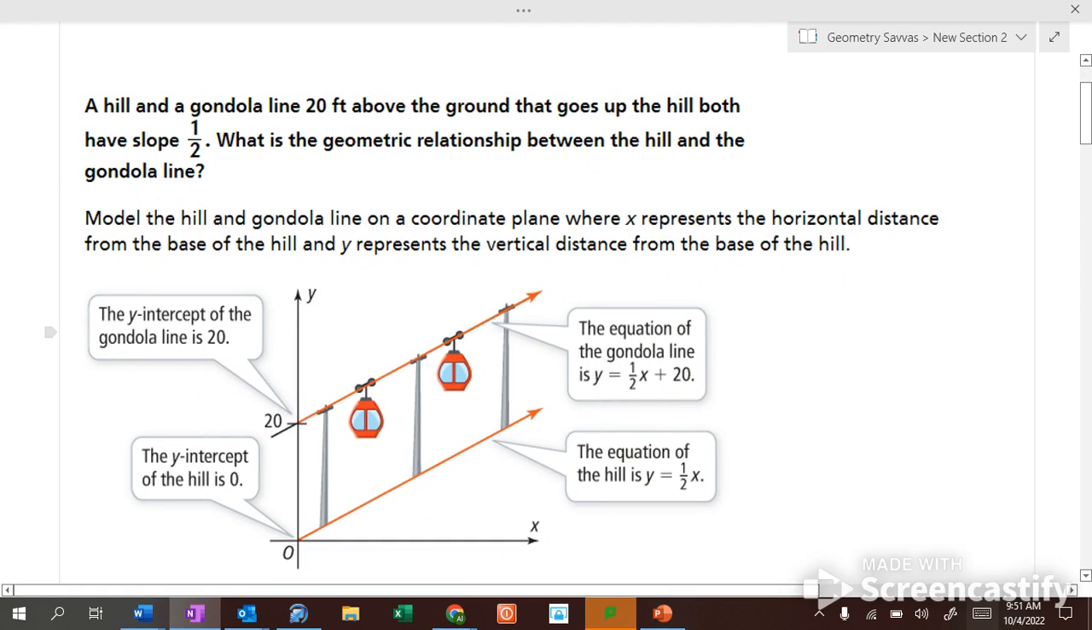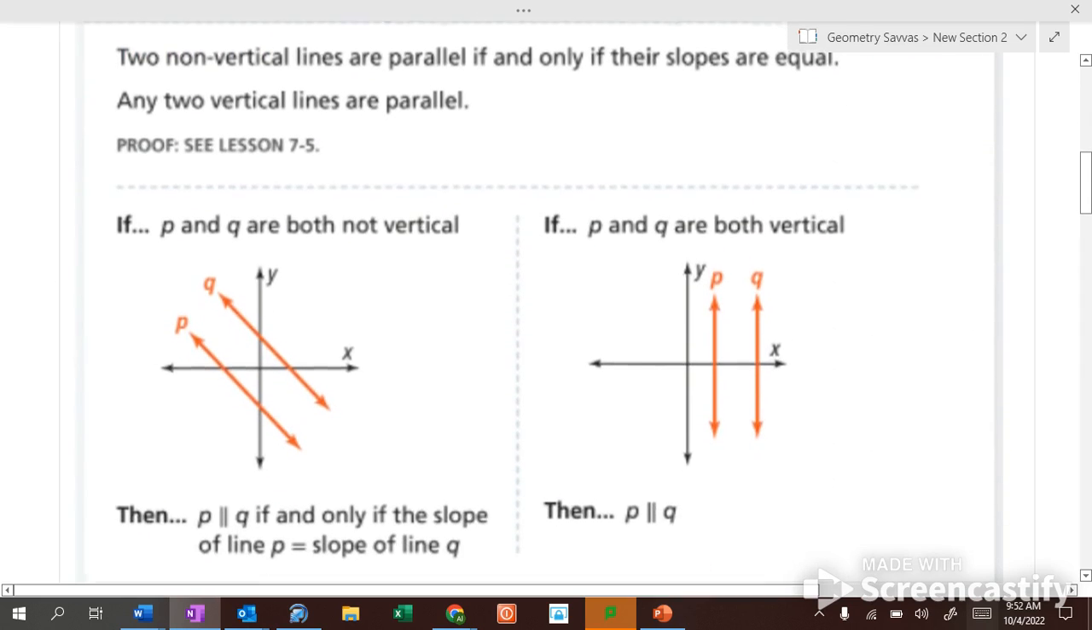A hill and a gondola line 20 feet above the ground that goes up the hill both have a slope of 1/2. What's the relationship between the gondola line and the hill? They both have a slope of 1/2. What type of lines are these? Parallel. So you can deduce that parallel lines have the same slope. Good job. They have different y-intercepts, but they have the same slope, which it says right here.